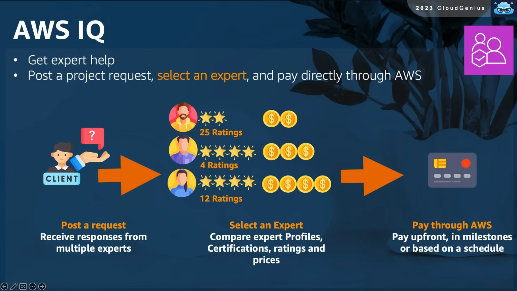AWS IQ ensures that all experts listed on the platform are AWS certified, providing customers with the confidence that they are working with skilled professionals. One of the key benefits of AWS IQ is its flexibility, allowing customers to engage experts on a per-hour basis for short-term projects or on a fixed-price basis for longer-term engagements. The platform handles all the administrative tasks, including payments and project management, making it hassle-free for customers and experts alike.